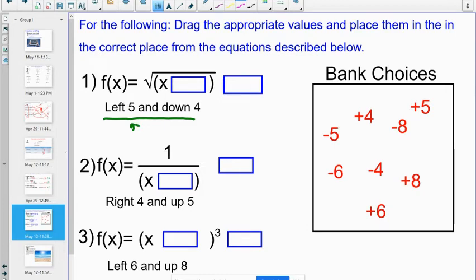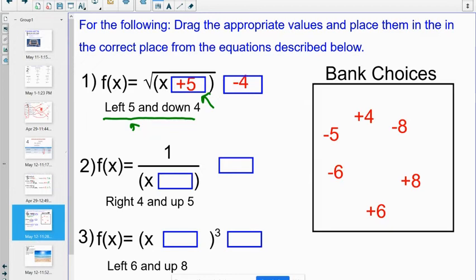So if we're going left 5, since this is our horizontal shift, it's the box that's inside the grouping. Going left 5, so we know that's plus. I'm going to grab the plus 5 and put that here. So we've got left 5 and down 4. And since it's down 4, that's minus 4. That's all you're doing for that problem.